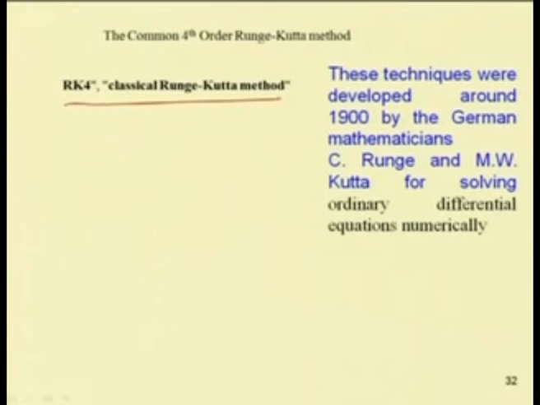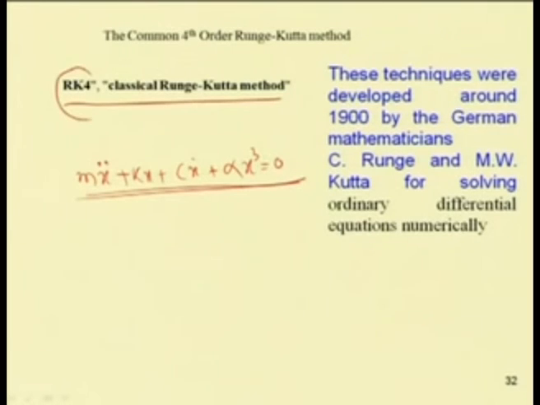So, one can use this to find the response of the system. For this case, let you have this equation m x double dot plus k x plus c x dot plus alpha x cube equal to 0. To find the response of the system differential equation, one may use the classical Runge-Kutta method or RK4 method, commonly known as RK4 method. This method was developed around 1900 by German mathematicians C. Runge and M. W. Kutta for solving differential equations numerically.